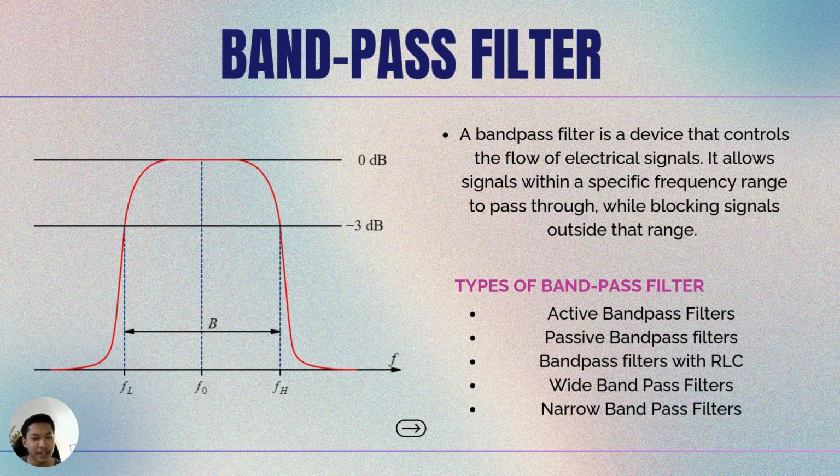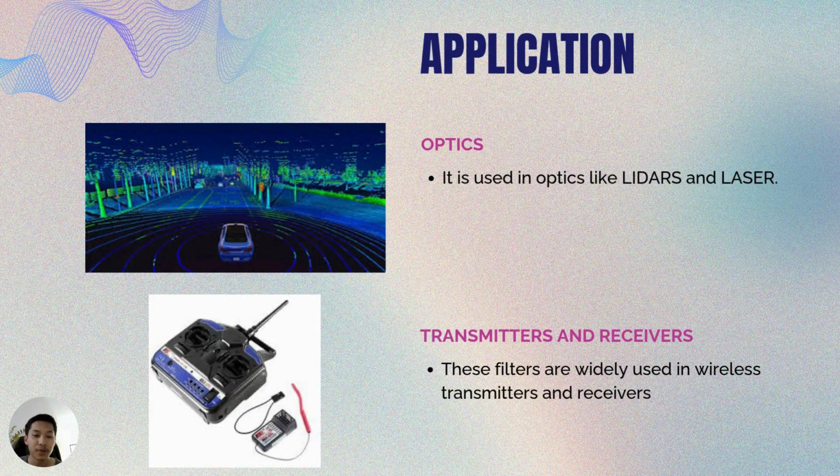So this filter is a device that controls the flow of electric signals. It allows signals within a specific frequency range to pass through, while blocking signals outside that range. In short, it attenuates or suppresses the signals with frequencies outside the band of frequencies. It also has types: the active bandpass filter, passive bandpass with RLC, wide bandpass, and narrow bandpass. Similar to the other filters, it also has its applications. For this one, it is used in optics and in transmitters and receivers.